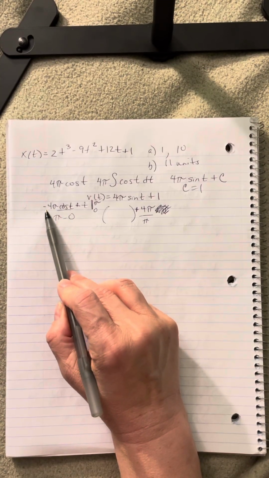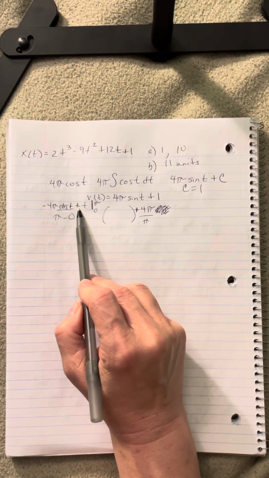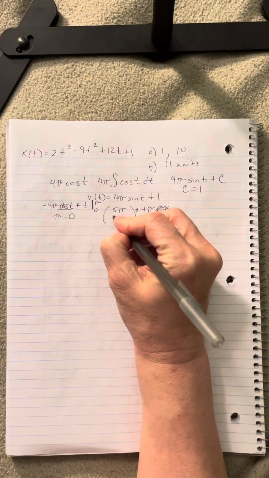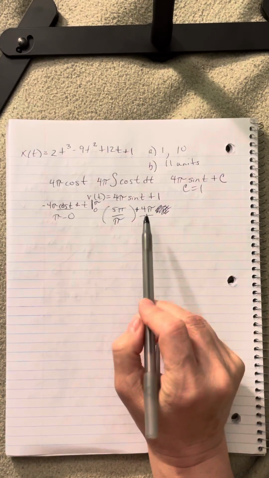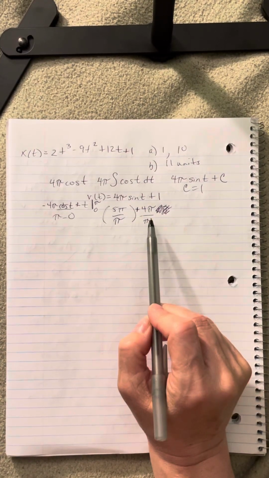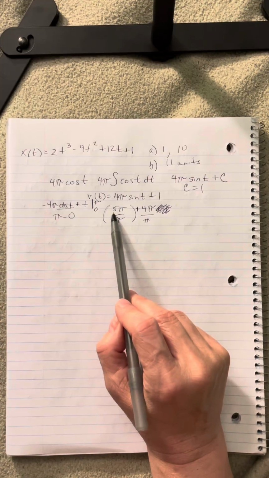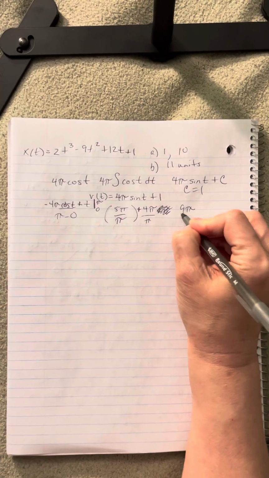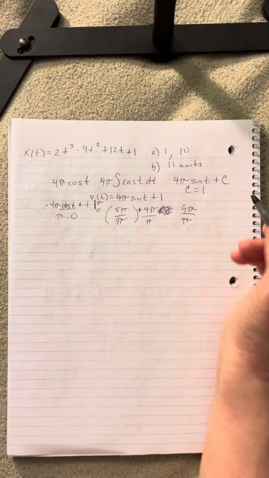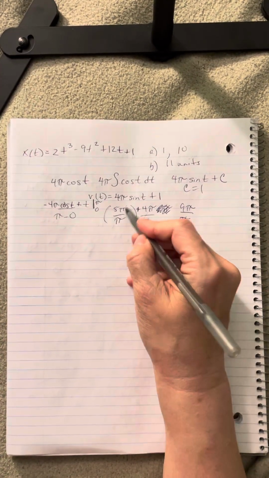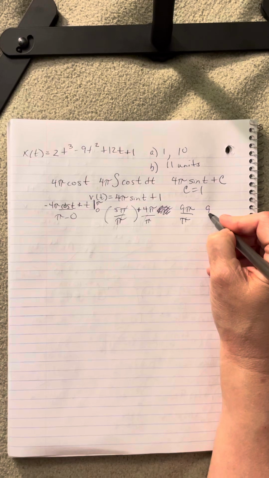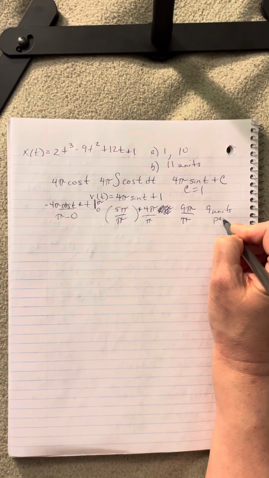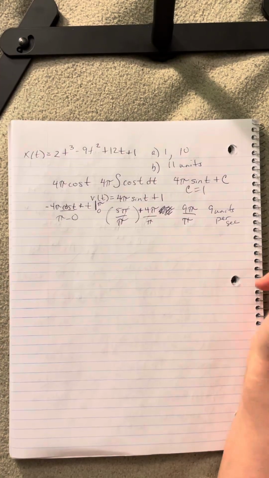So that makes it positive 4 pi plus the pi, giving you 5 pi over pi. And then the common denominator there is going to be 9 pi over pi. And so the pi's cancel off. I could have done that here either way. I'm ending up with 9 units, but since this was velocity, it's per second.